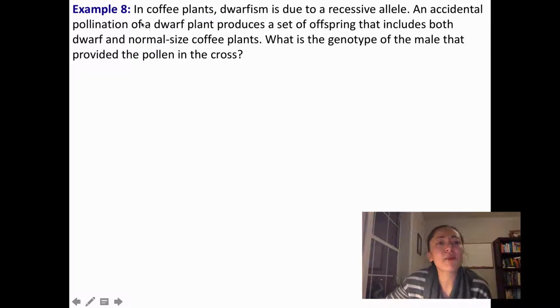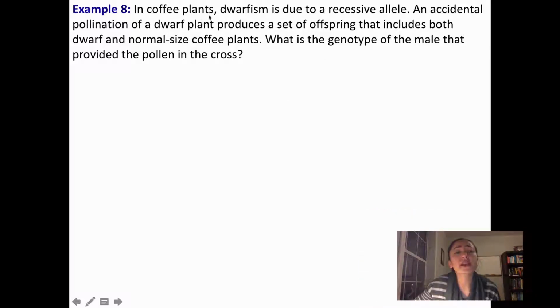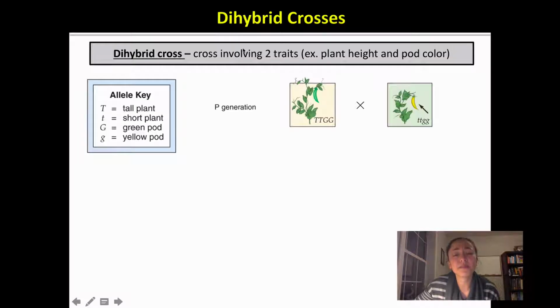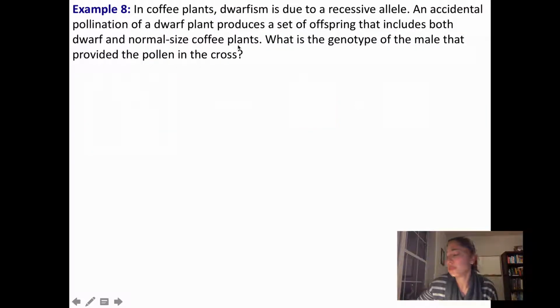If we look at example 8, this one is a little bit different. This is what we call a test cross. A test cross is when we don't know what one of the parents' genotype is, and we have to instead look at what the offspring are to figure out what the parent is. So here it says if coffee plants dwarfism, let me go back here. Dwarfism is due to a recessive allele.